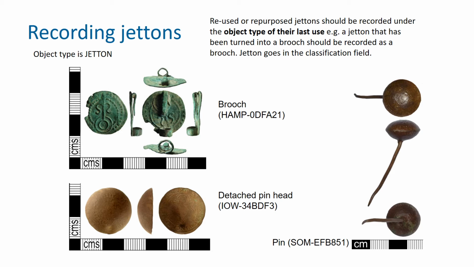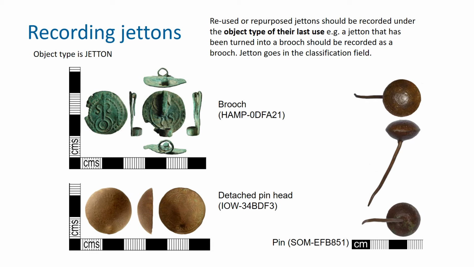Some Jettons, for example, were converted into brooches by the attachment of pin fittings, as seen here, or a double-ended clip through their centre. This happens most commonly on English Jettons, and, of those, most often on early large module examples. The Jetton illustrated here of the Lombard bankers is extremely rare, but similarly an early example of a Jetton. For these, brooch is to be used for the object type, with Jetton in the classification field.